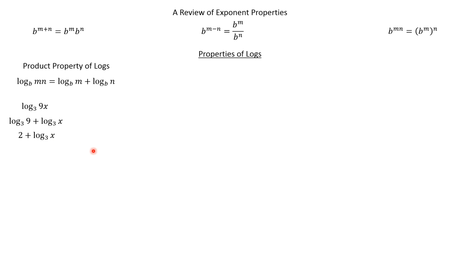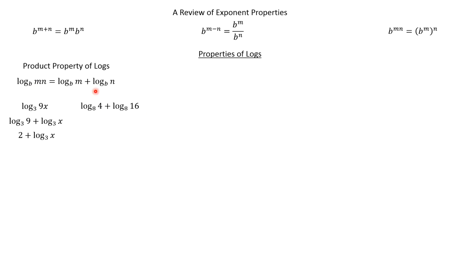We can also use this property to go backwards. If we're starting out with two things being added, log base 8 of 4 plus log base 8 of 16. Well, 8 to the what power equals 4? That's a tough one. It turns out it's 2/3. We'll actually see that a little bit later today. And then 8 to the what power equals 16? It's 4/3. Again, we'll see that a little bit later.